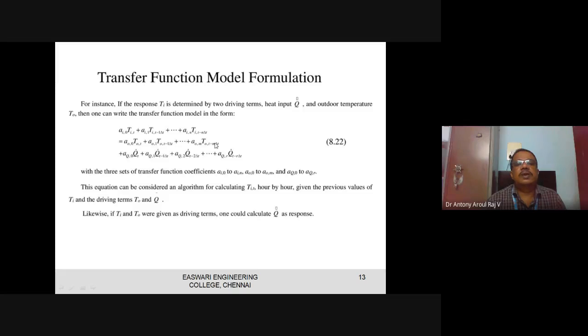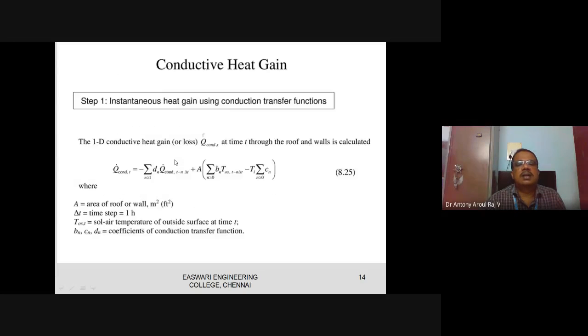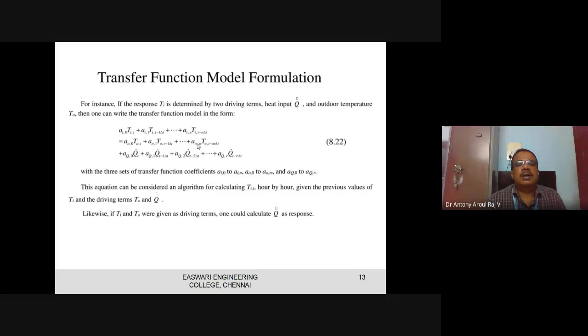So you have 24 indoor temperatures, 24 outdoor temperatures, and then I have 24 heat inputs. If I take this together, that means I should have 24 data, and I should have 24 coefficients. That means for each of these I should have 24 coefficients.